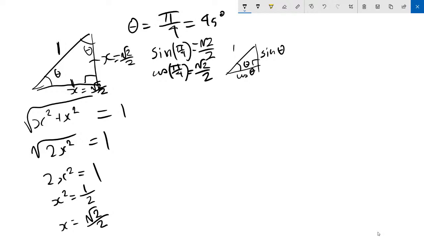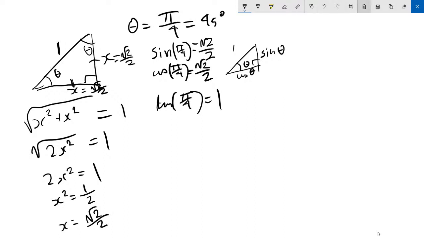Obviously, we can also calculate the tangent and then the secant and everything. So tangent would just be sine over cosine. Since sine and cosine are the same, tangent of pi over 4 is just 1. And a faster way to know this is that tangent is opposite over adjacent, and the opposite and the adjacent are the same because it's an isosceles triangle. So this must be true, and it must be 1.